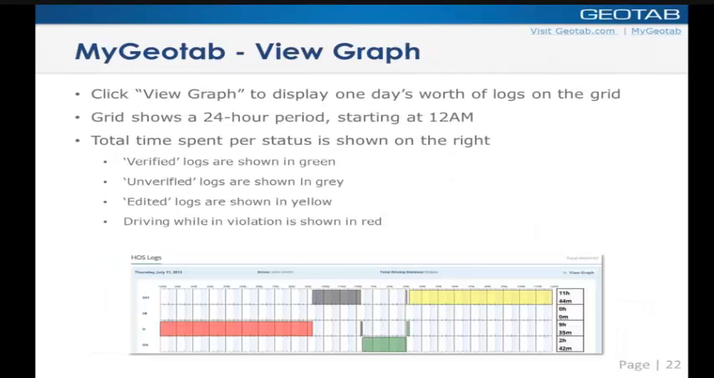The graph view in the My Geotab looks remarkably similar to the graph view in the Android application. You have the midnight to midnight graph, you've got your 4 duty statuses, you've got your totals down the side, you've got your familiar color coding that shows this is a violation, this is unverified, verified, and this is a log that's been edited. Question?